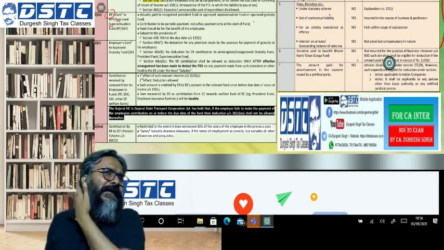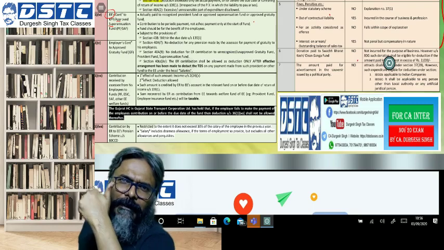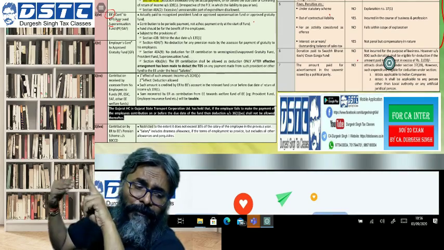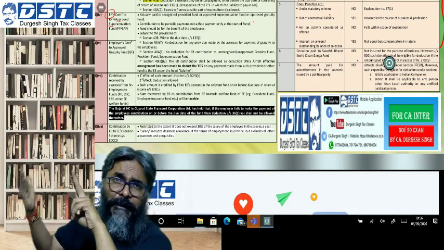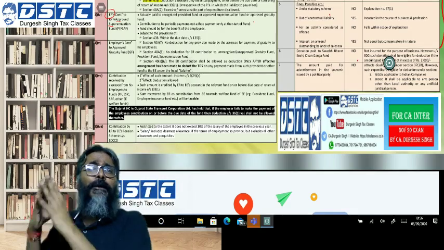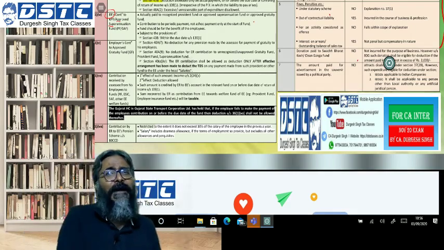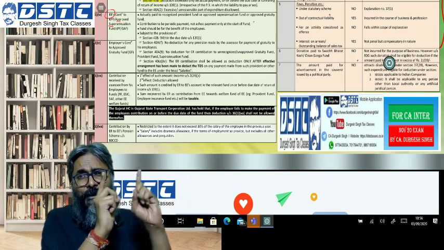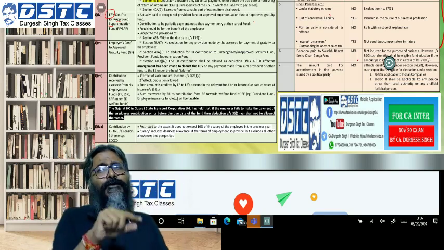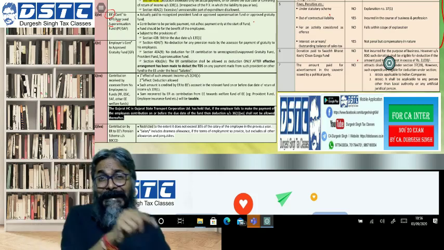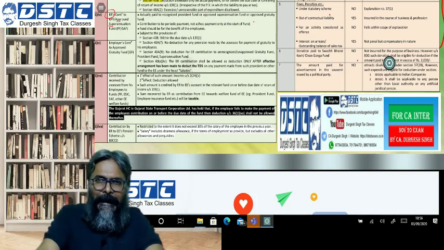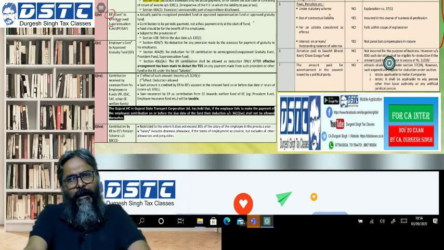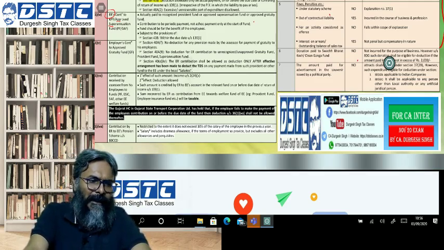So what does the law say? The law says that for the employer contribution, for which you are looking at section 36(1)(iv) or section 36(1)(v), that is, the employer contribution to the recognized provident fund, the superannuation fund or the approved gratuity fund, you can make the deposit on or before the due date of filing of the ROI. The same thing you learned for bonus and commission is also extended to the employer's contribution, and it will be allowed as a deduction if the contribution is made on or before the due date of filing of the ROI under section 139(1).